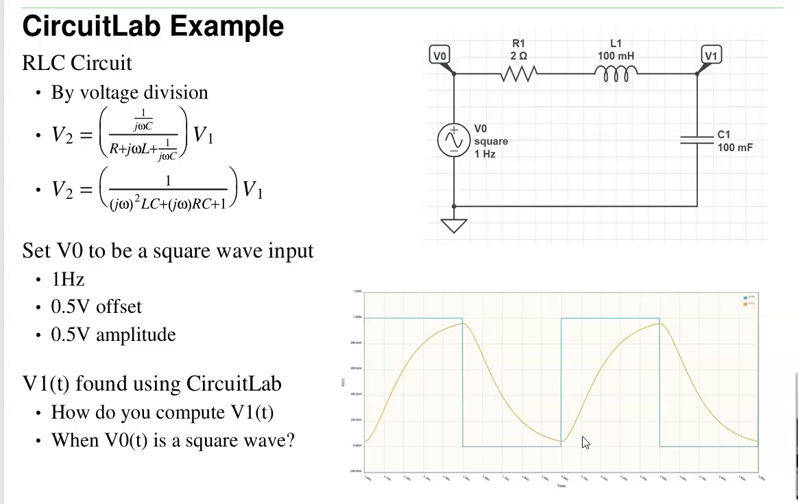How do I find that with analysis? Well, I know V1 in terms of V0 if the input's a sine wave. I can just say this impedance is 1 over j omega c. By voltage division, that's V2 in terms of V1. This is true for sine waves. What happens if the input is not a sine wave, like a square wave? Now what do I do?